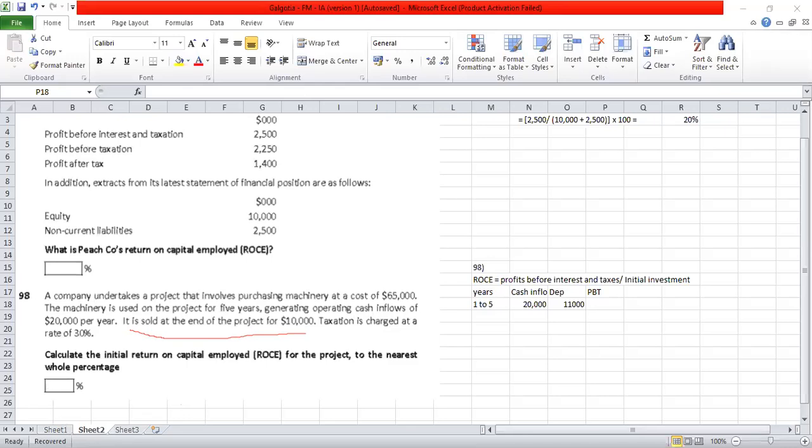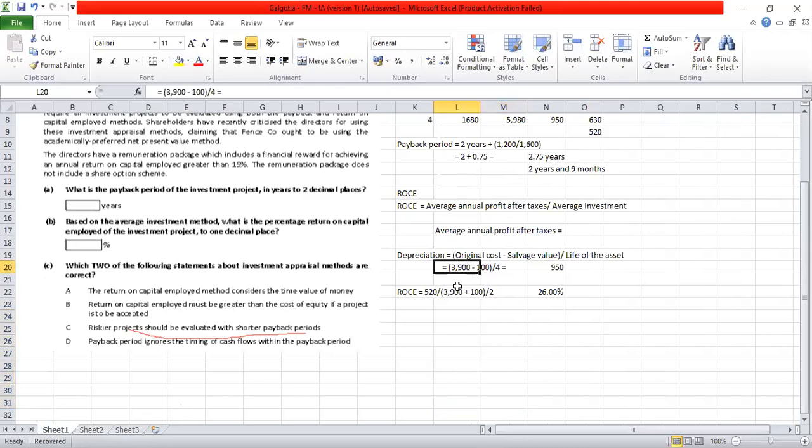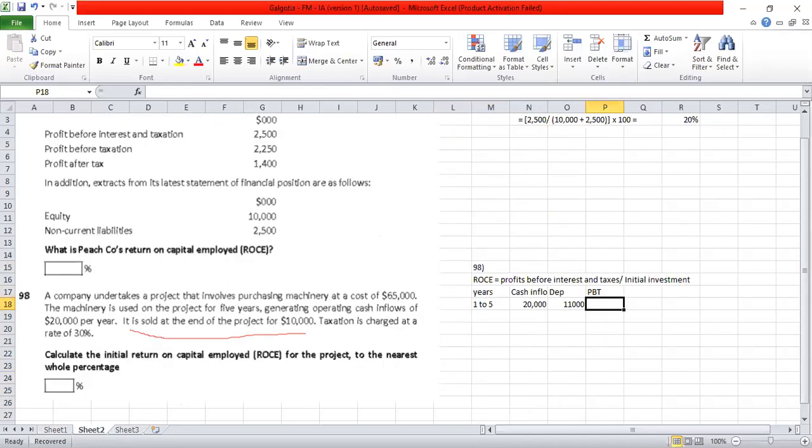The scrap value was 100 here. We've done that. So it is only some minimum value. When 3.9 million was the investment made, some very minimum amount of salvage value was there. Here they are not talking about the salvage value, they are talking about what is the sale value at the end of the project.